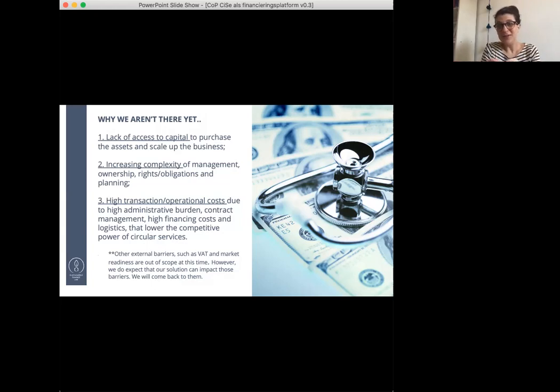And lastly, due to all this increased complexity, it leads to high cost for managing this. High transaction cost, we call that. That's like the sum of administration costs, legal costs for contract management, but also the high financing costs and logistics that come with that. And all these higher costs lower the competitive power of these circular businesses.